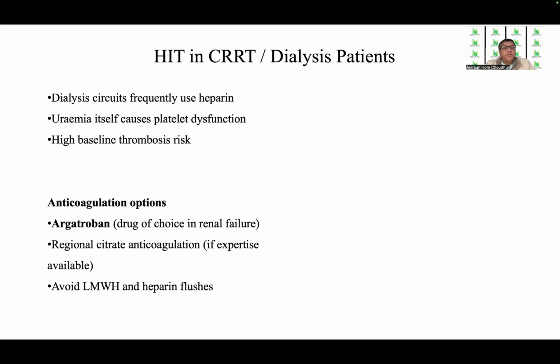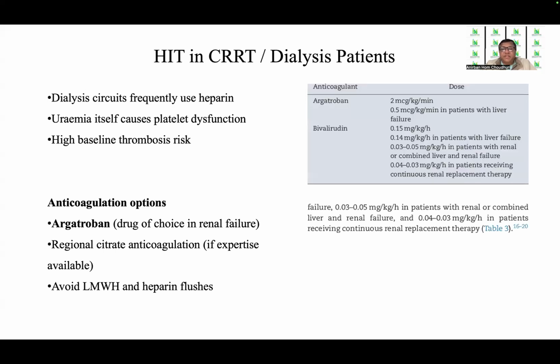Dialysis frequently requires heparin use. Uremia itself causes platelet dysfunction, and a high baseline thrombosis risk is also there in these patients. So the anticoagulation option is argatroban, because this is the drug of choice in renal failure, regional citrate anticoagulation if expertise is available, and avoid low molecular weight heparin and heparin flushes. So the dose of argatroban is also important, 2 mcg per kg per minute, but 0.5 mcg per kg per minute in patients with altered liver function or frank liver failure.